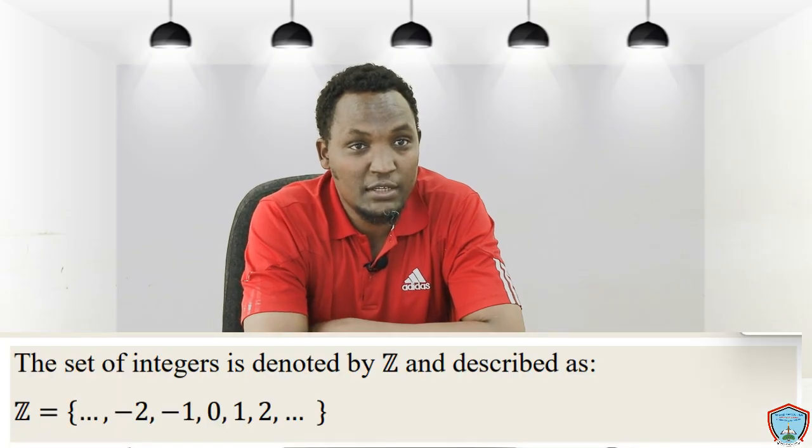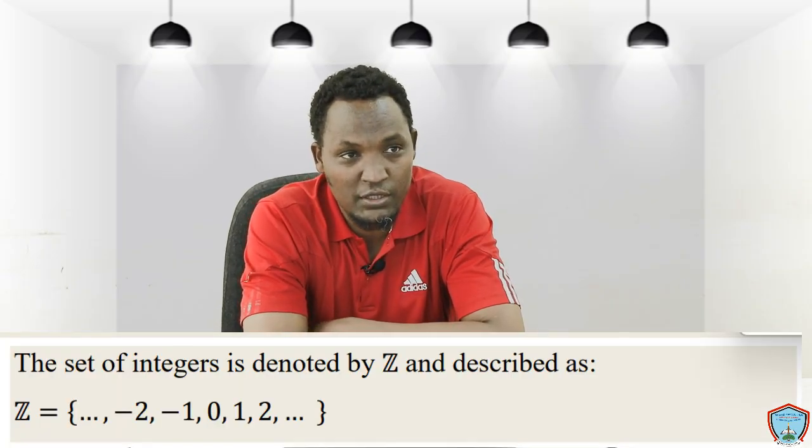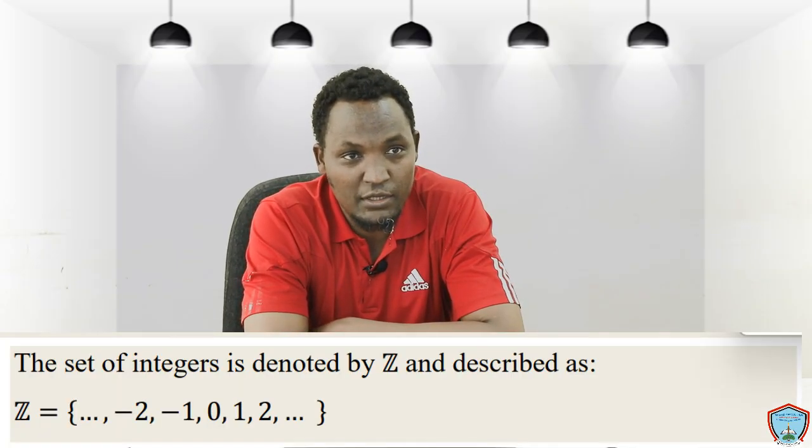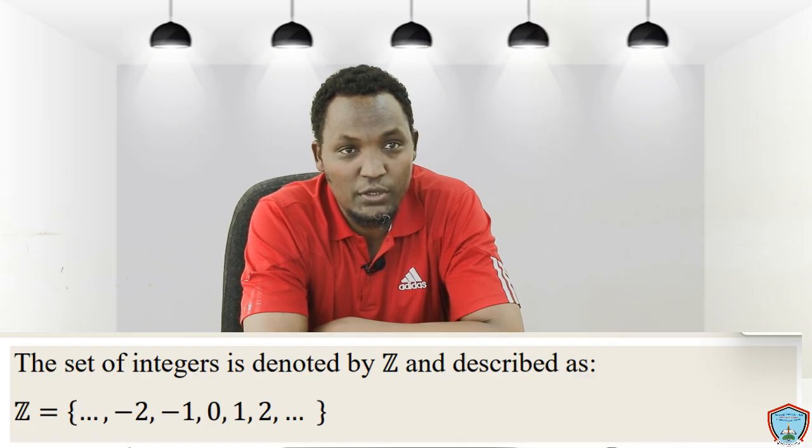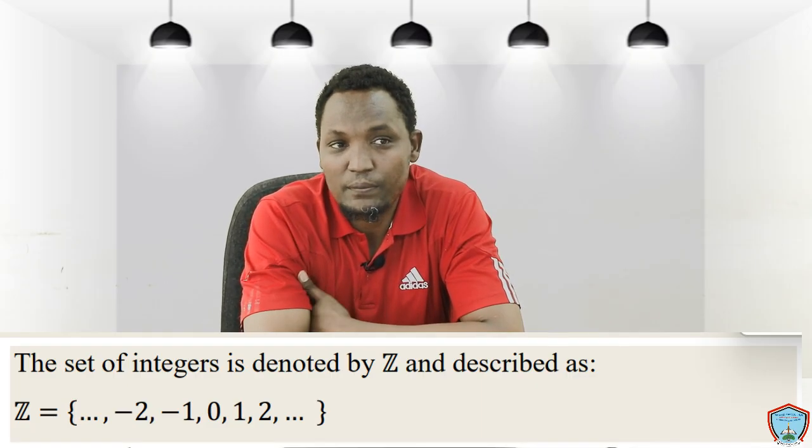Similarly, many real-life situations such as financial debt, temperatures below zero, and elevations below sea level require numbers that are less than zero. To overcome these limitations, mathematicians introduced the set of integers, denoted by Z. The set of integers includes positive numbers, negative numbers, and zero.